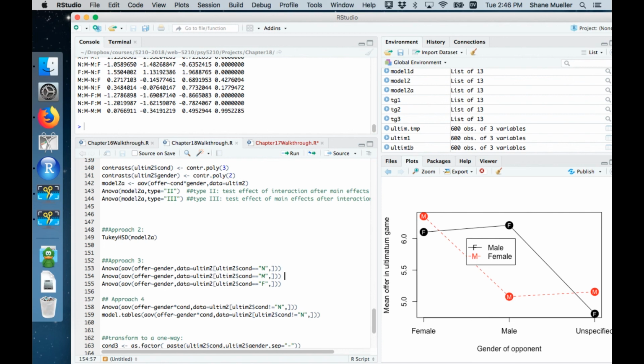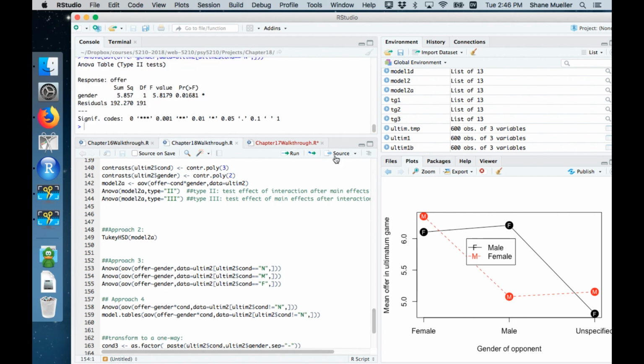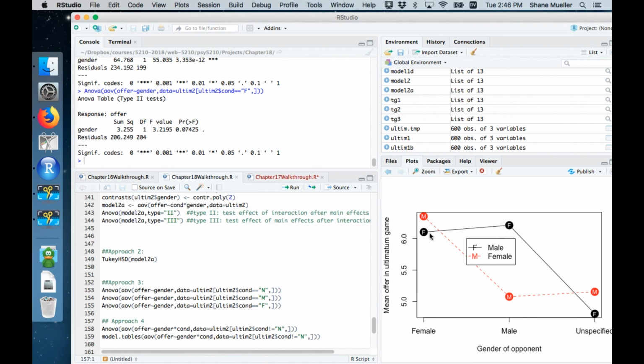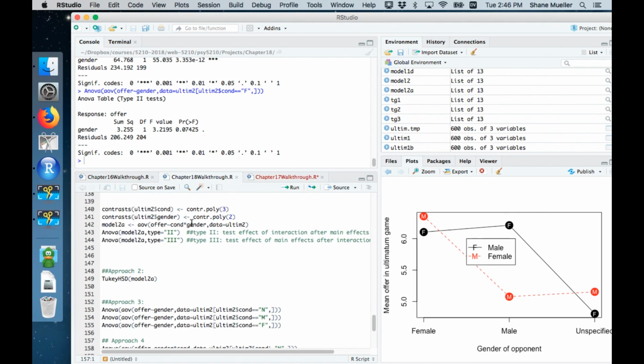So another approach is sometimes the advice is to select the subset you care about and do the ANOVA on those. And so here we see the ANOVA of offer by gender for just condition N, which is this. We see it's significant at 0.01. This one is highly significant. And this one is not significant, or at least not significant at 0.05, just like we saw in that Tukey test.